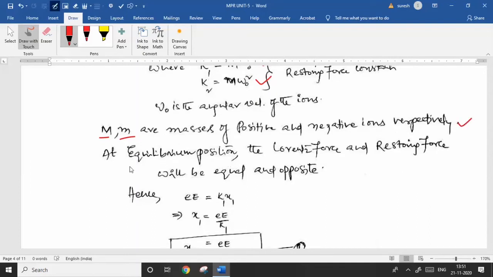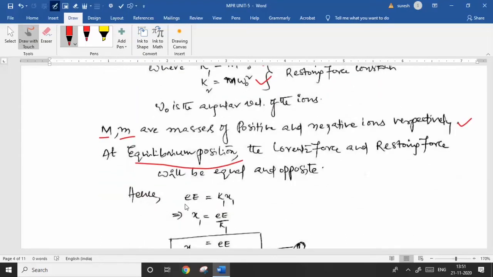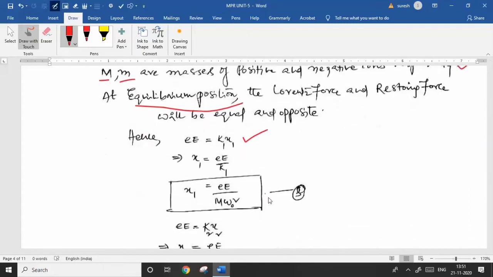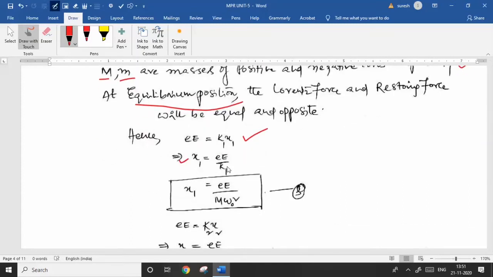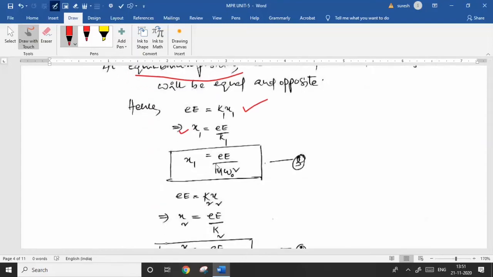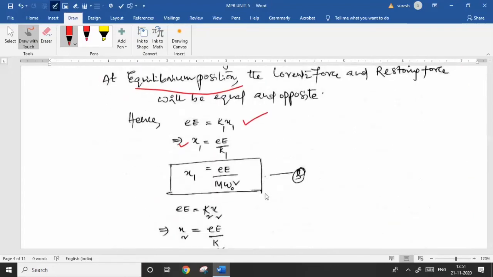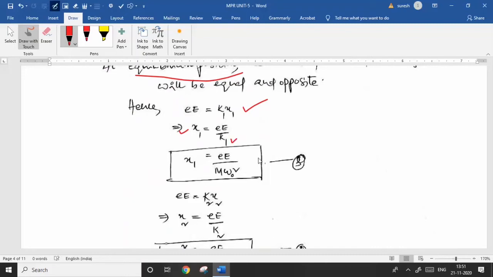Therefore, at the equilibrium position, the Lorentz force and restoring force will be equal and opposite. Equating both of them, I get eE is equal to K1x1. From this, x1 is equal to eE by K1. As I already considered K1 equal to capital M omega naught square, substituting in place of K1, I get x1 is equal to eE by capital M omega naught square. I can call it equation 3.